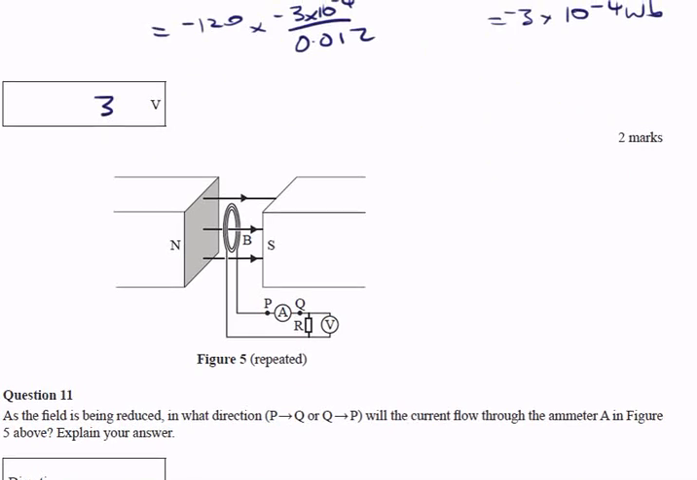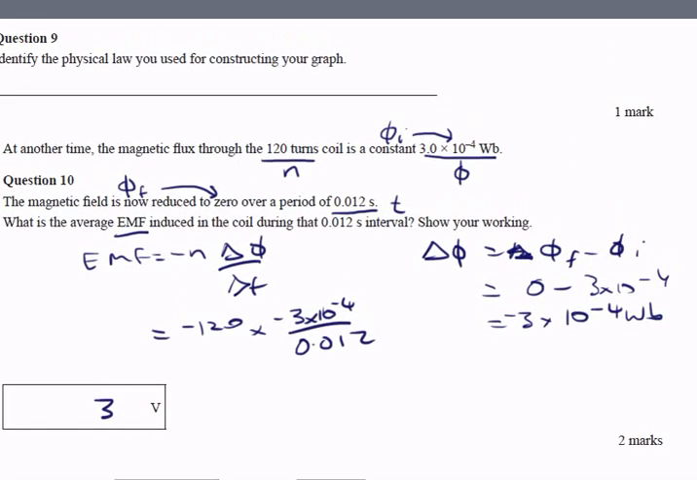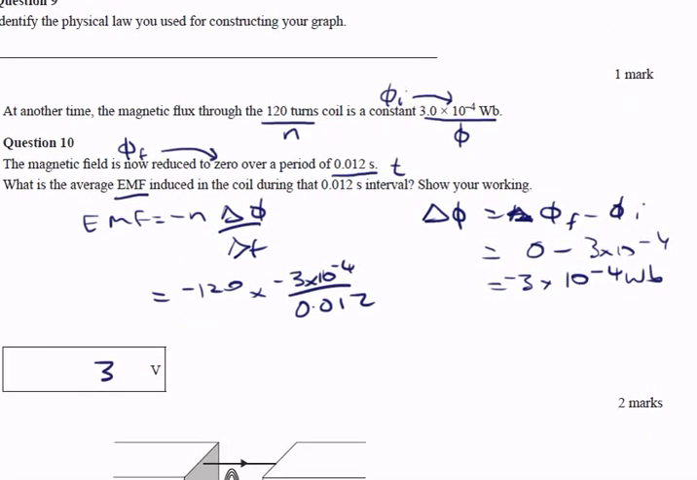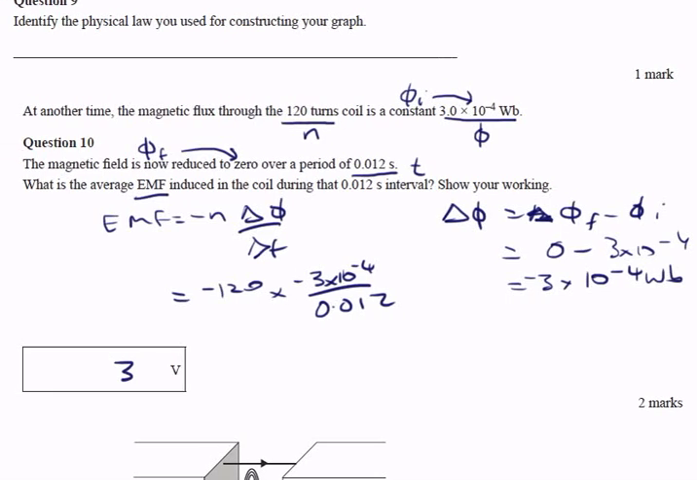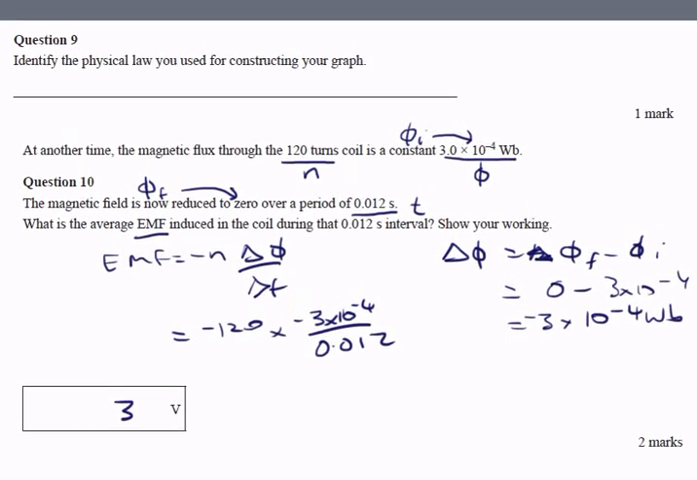Alright, that was number 10. Oh, I've missed a question. My mistake. Number 9 was identify the physical law you used for constructing your graph. So the law we used was EMF equals negative N change in flux over change in time, and that's called Faraday's law. Sorry about that.